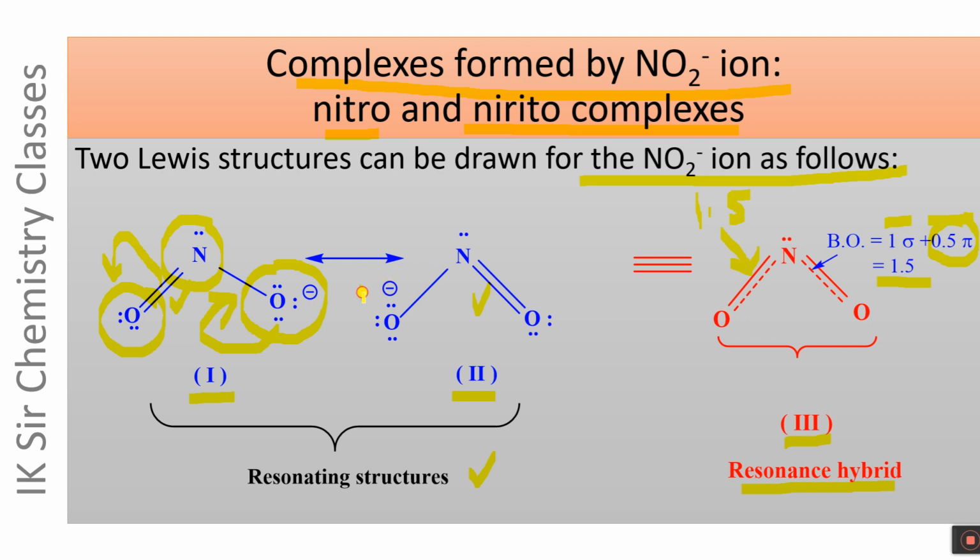One negative charge is delocalized over both the oxygen atoms, and hence the charge on one oxygen atom is minus half, and the charge on other oxygen atom is also minus half, and these two can be collectively represented as -1, which is delocalized on both the oxygen atoms. This is the resonance hybrid. This is the actual structure of NO2 minus ion.